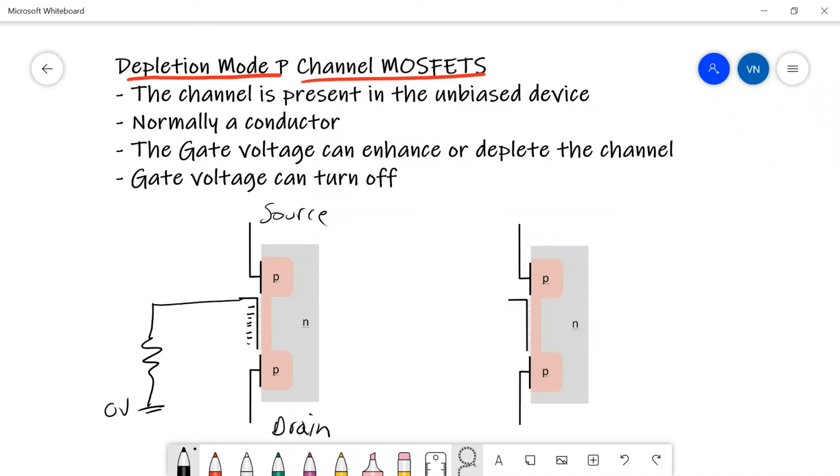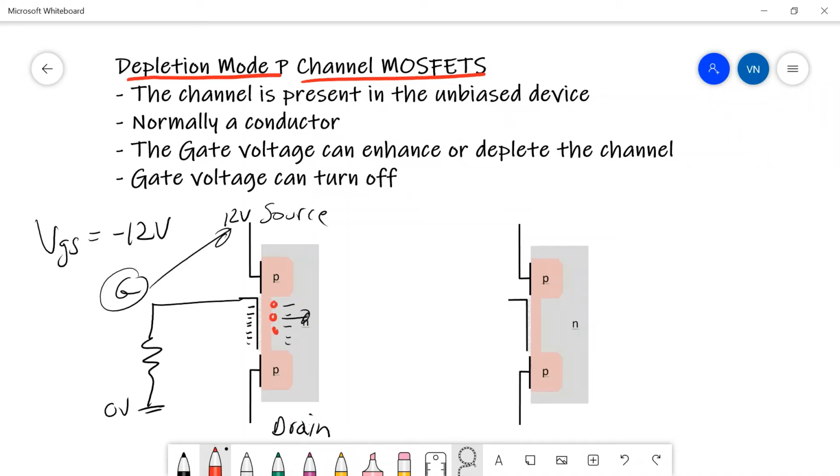Ground is 0 volts. The source is sitting at a high side, let's say 12. So the VGS in this case is minus 12 volts. The gate-source is a negative voltage. This will repel electrons out of the gate area, and it will then have some holes left behind. So we will effectively enhance the channel, we'll widen the channel, making the device more conductive.